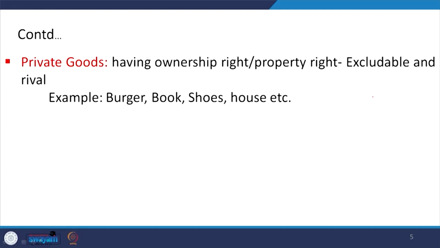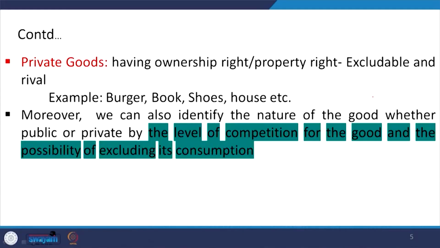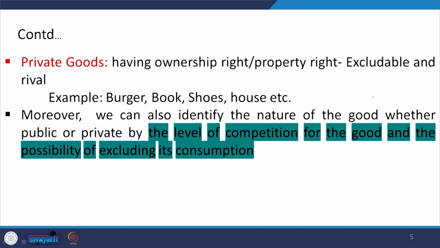So, for example, we can take any day to day life consumption that we are incurring, like your consumption of a burger, or you have purchased a particular book, let us say a map of India, or your shoes or house. These are all examples of private goods. And moreover, the easiest way to find whether a particular good is a public good or a private good depends upon the level of competition for that same good. If you take the level of competition for the burger, when you are paying for the burger and you are getting it.